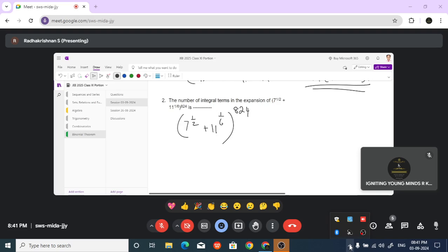Okay, so did you write the expansion? So here your x is 7 power half, y is 11 power 1 by 6 and n is 824. So use that (x plus y) whole power n formula. It is 824 C0.